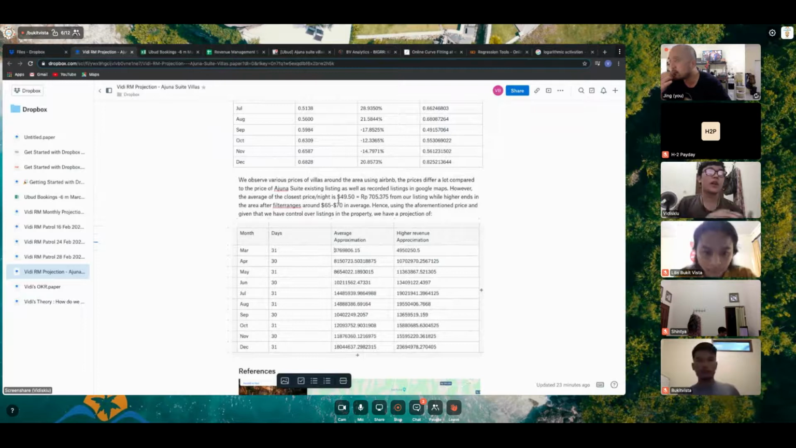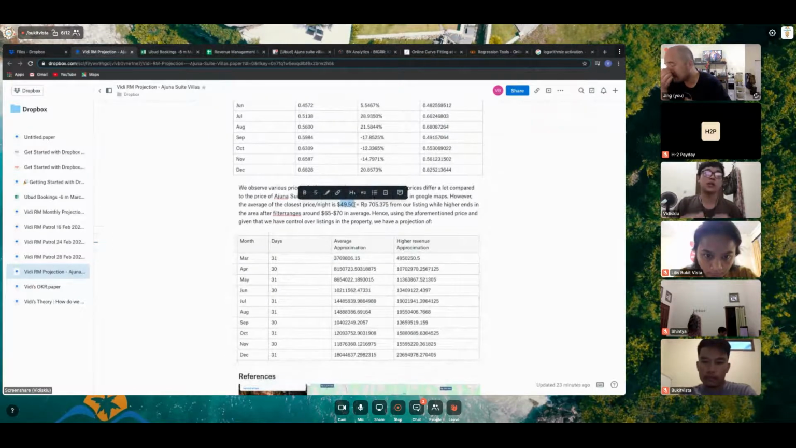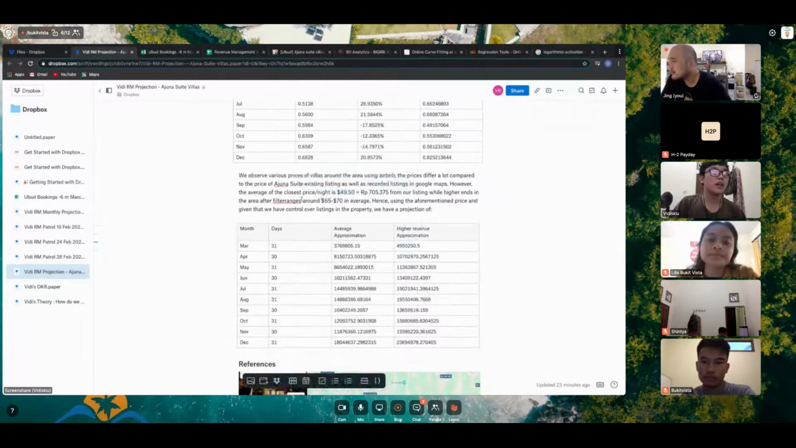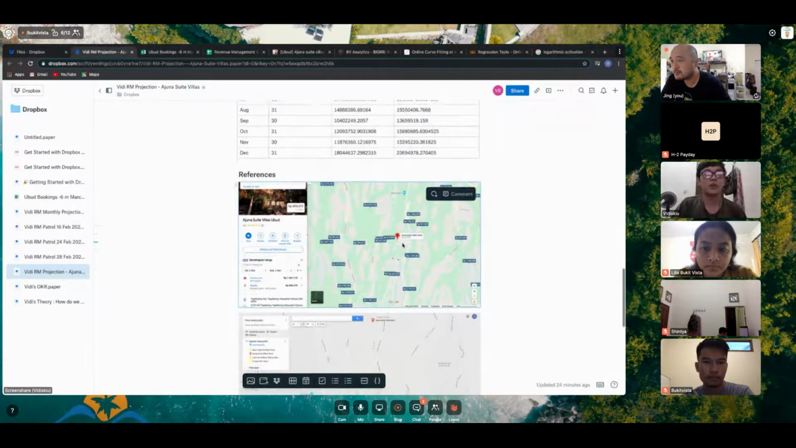And for the price itself, I took the average of the closest internal prices, and also the ranges. I filter the listings around the area using Google Maps, right? But when I asked Kasintia, she said if we use Google Maps, sometimes it will be higher, because we actually put our listings on Airbnb, so you have to look at Airbnb too.